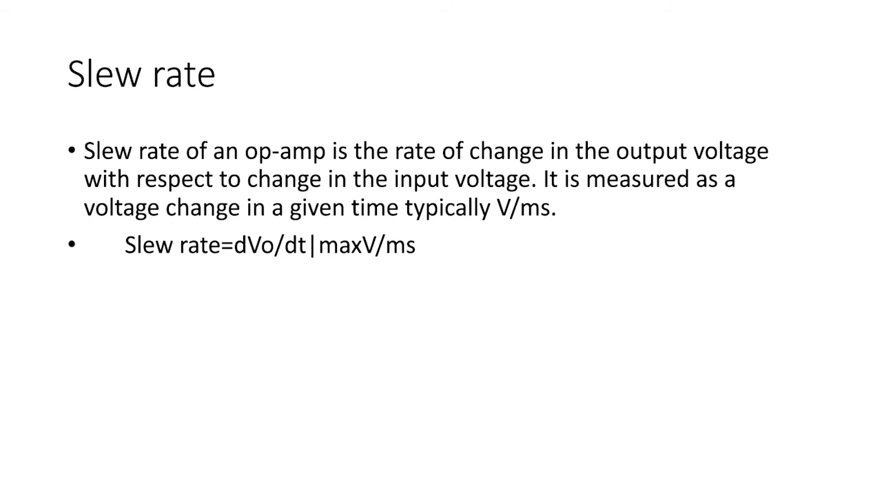Slew rate: the slew rate of an op-amp is the rate of change in the output voltage with respect to change in input voltage. It is measured as the voltage change in given time, typically volt per microsecond. Slew rate equals change in output voltage by change in time, at maximum volt per microsecond.